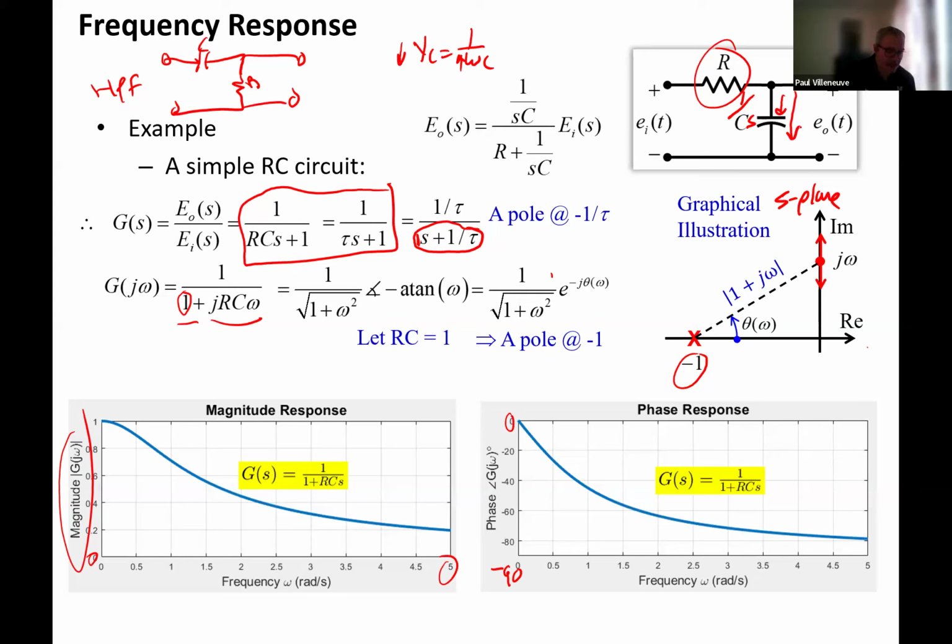And as I continue to increase it, the resistor value looks less and less important because my capacitor, because it's so small, is allowing all that current to go through there. And then I see the full 90-degree phase shift across that resistor.